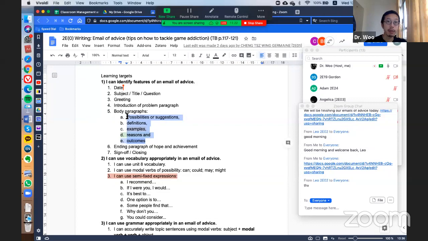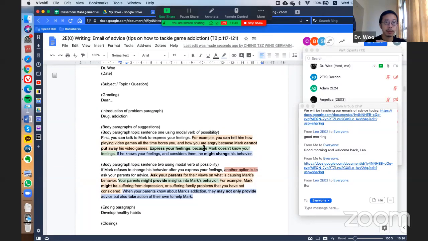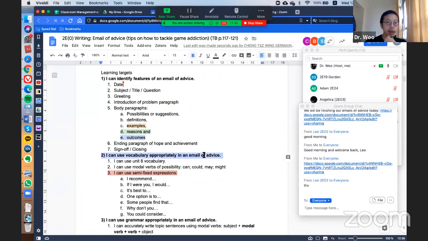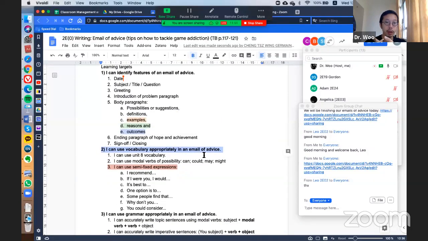Can you write a paragraph? In your paragraphs, should you not only have topic sentences, but also examples, reasons, and outcomes? I highlight that in my writing. Examples, reasons, and outcomes. And then we also have our vocabulary. Can you use vocabulary appropriately? We had selected Unit 8 vocabulary, and hopefully we were able to use it.